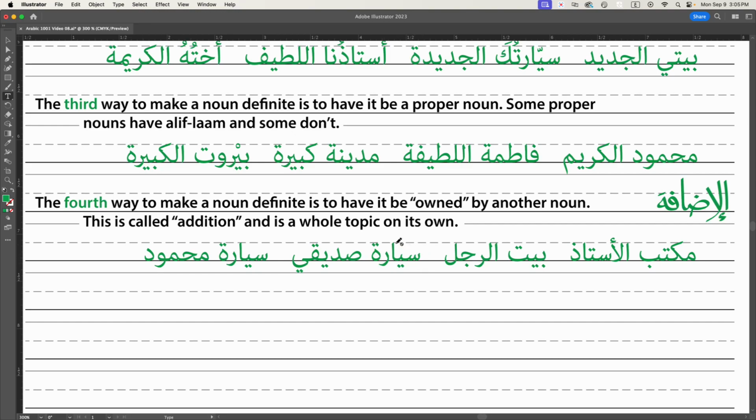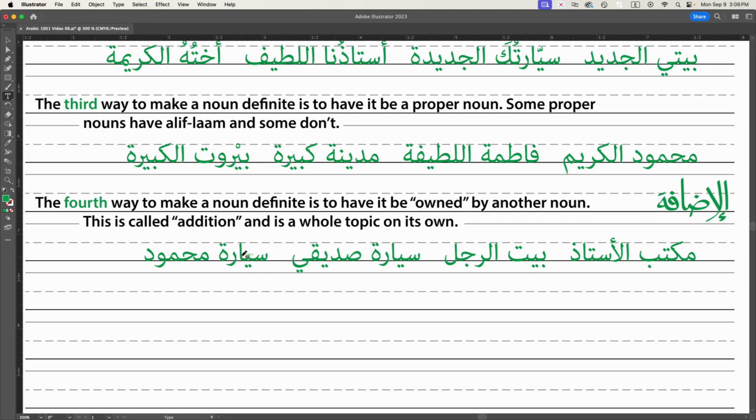Sayyara, here it is by itself. Sayyara is car. And then sadiqi is my friend. So neither one of these words has alif lam on it, but in fact they're both definite. Sadiqi is definite because of the damir, my friend, and sayyara is definite because it's owned by my friend. So we're going to say sayyarat sadiqi, and you're going to hear the ta in ta marbuta, and again, I will explain that in a subsequent series of videos. So sayyarat sadiqi, the car of my friend or my friend's car.